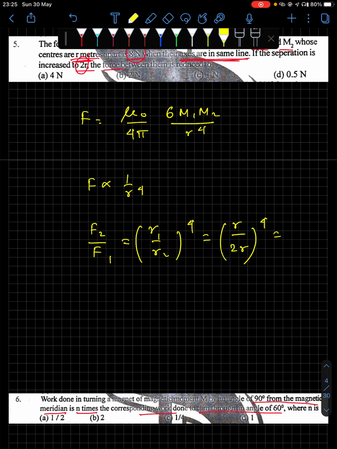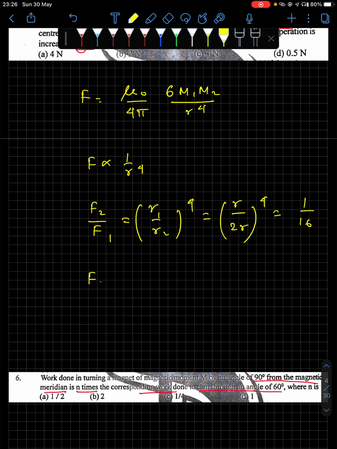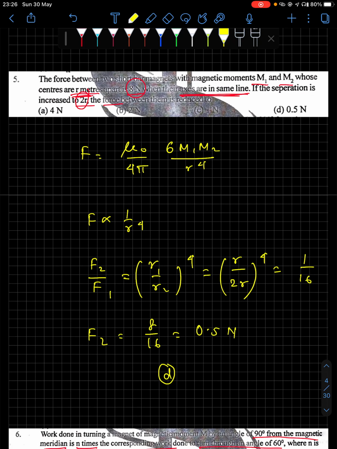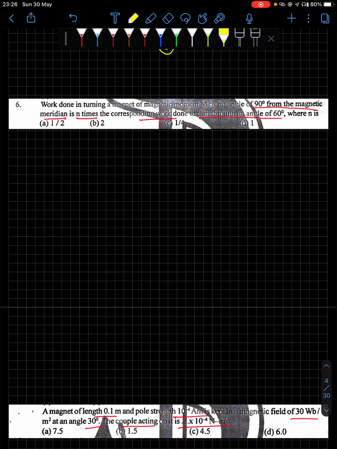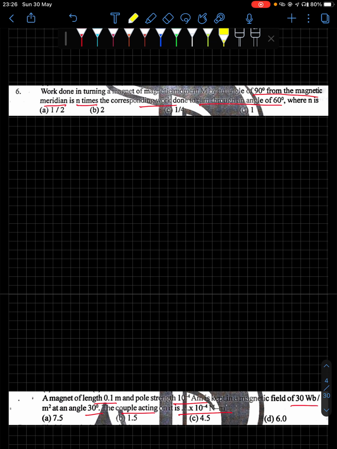So this gives you 1 by 2 to the power 4, which is 16. Therefore f2 is equal to 8 by 16, and that gives you 0.5 Newton. Your answer is option number D. That is your question number 5. Question 6 next.